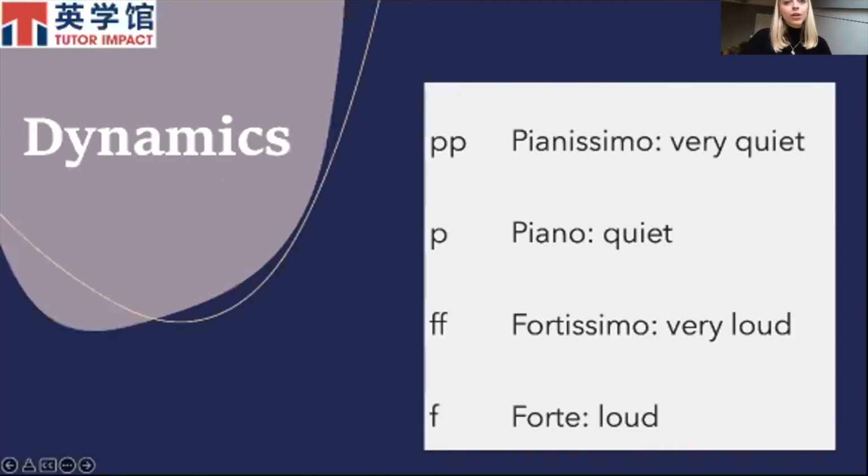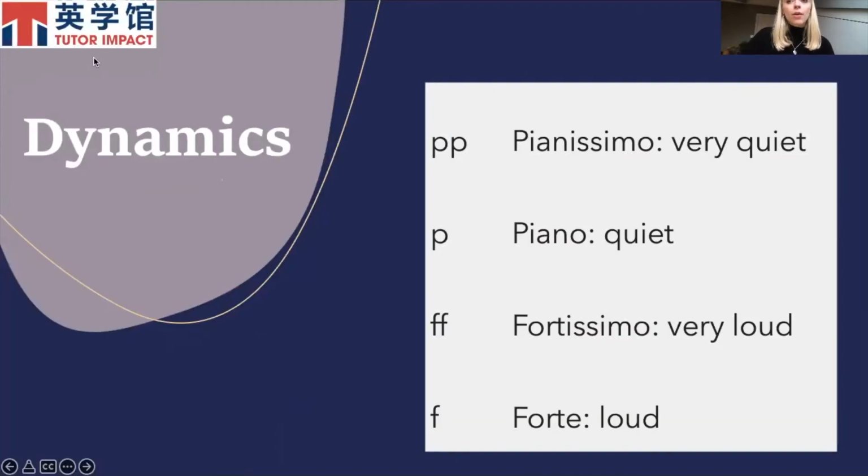Now, I mentioned this briefly a second ago, but there are markings on the piece which indicate how quiet or loud a piece of music should be played. If there were no dynamics or articulation, then the music would sound really quite different. So the dynamics and articulation can really bring the notes to life on the page. And they are basically alterations in volume of the piece of music.